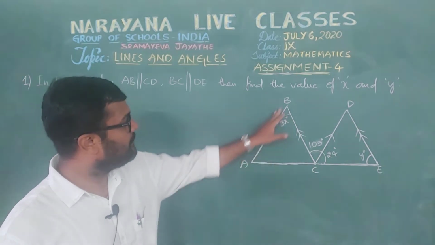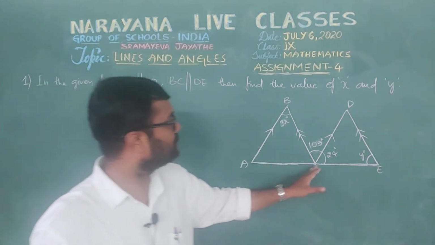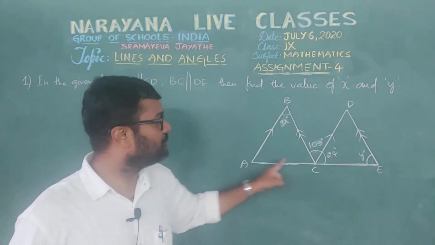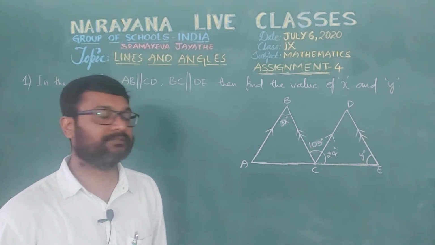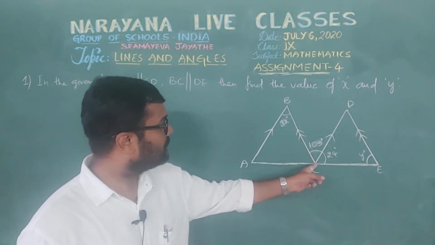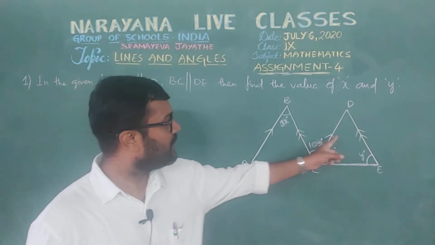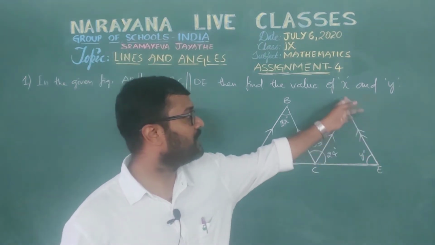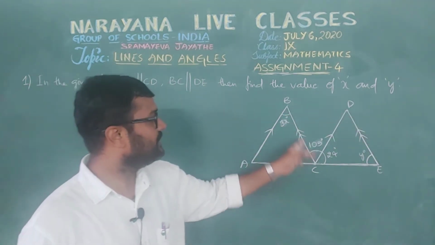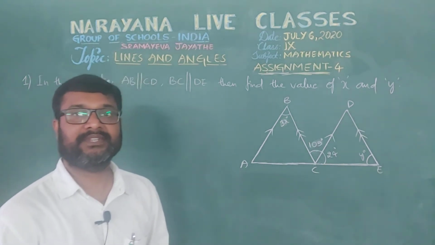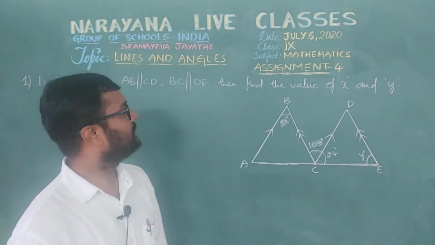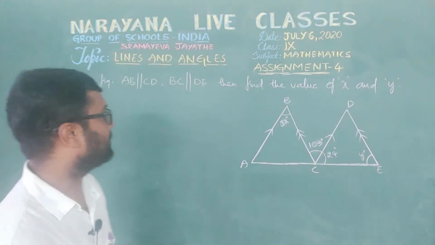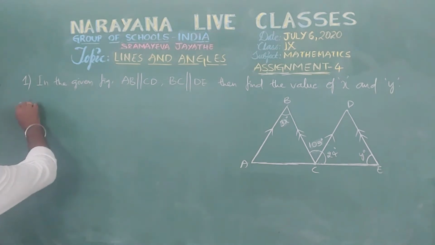See, here AB is parallel to CD. These two arrows indicate that these two lines are parallel to each other. Here, if you observe, two arrow notations are there, so these two lines are parallel to each other. That is, BC is parallel to DE. So we need to find x and y. Now here is our solution on the board.